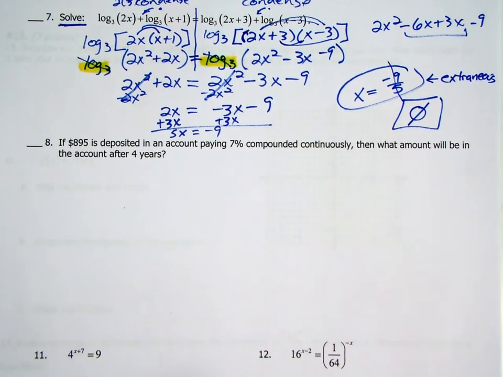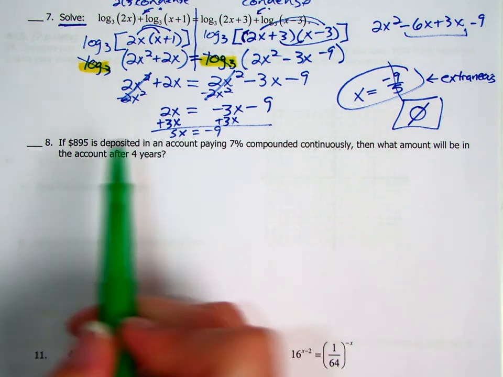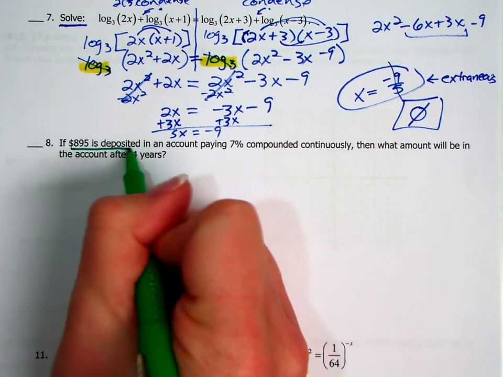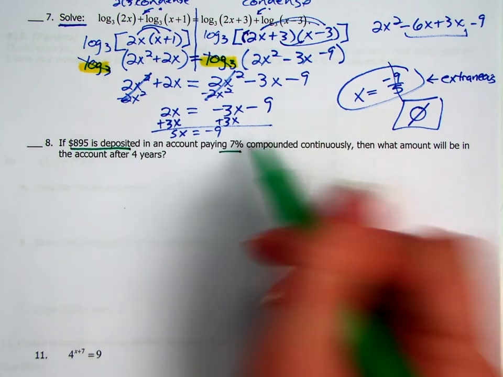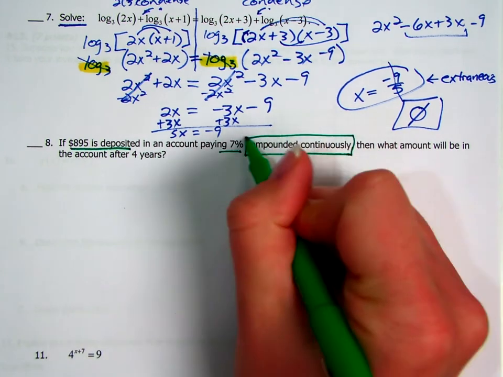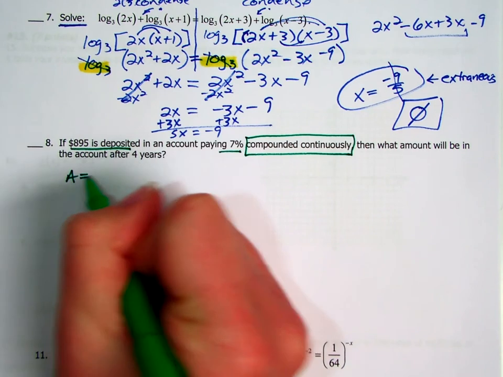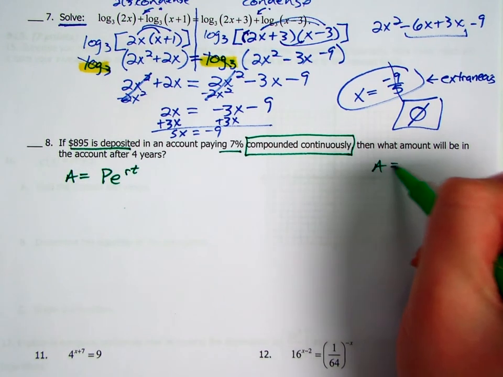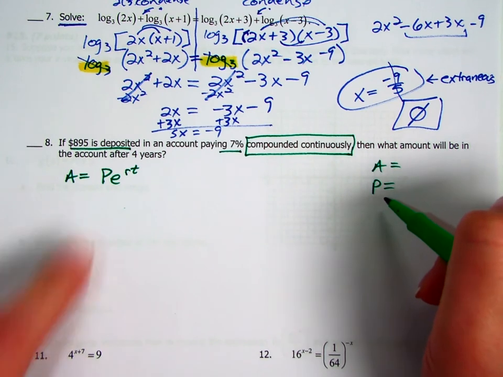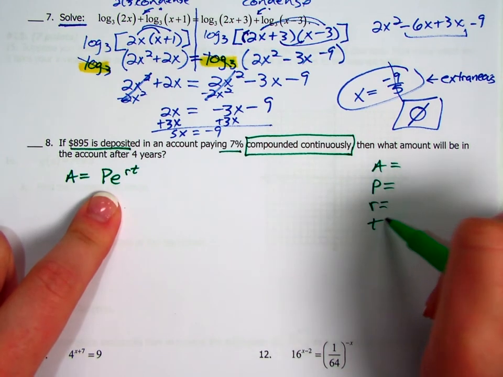Okay, let's look at number 8 now. Number 8, if $895 is deposited in an account that pays 7%, compounded continuously. So as soon as I see continuously, I know my formula is A equals P, e to the rt. So that means I need to know what's my A, what's my P. e is a number, so I don't have to worry about it. What's my r, what's my t?